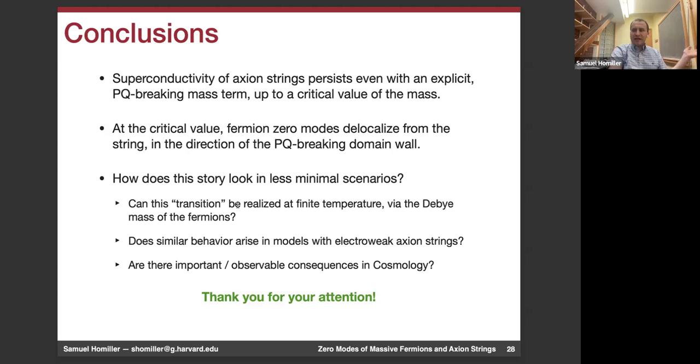Again, I said that this is the minimal first step that you could take away from the simplest story of Axion electrodynamics. And so it leaves a lot of open questions about how you could realize this transition at finite temperature from the Debye mass, if this has any interesting interplay in these models with electroweak Axion strings, and if this can change any of these stories about how the cosmological history of Axions and Axion strings actually works. And that's all I had. Thanks very much for your attention.